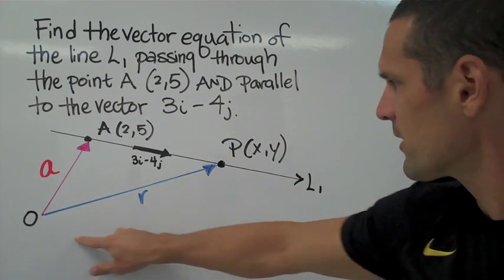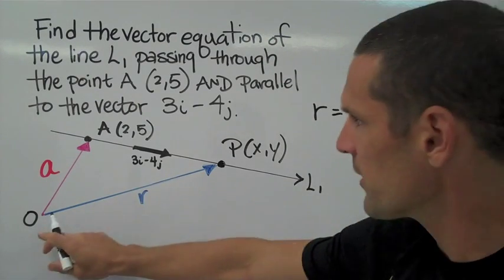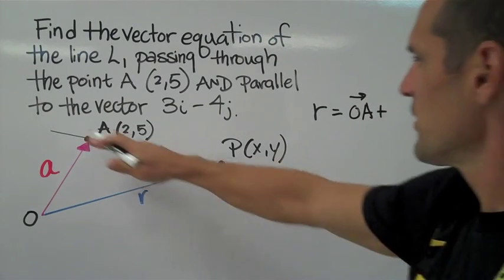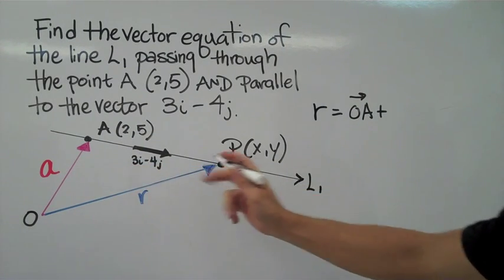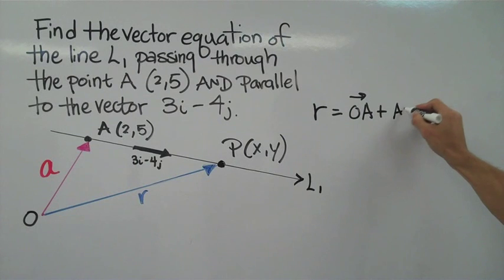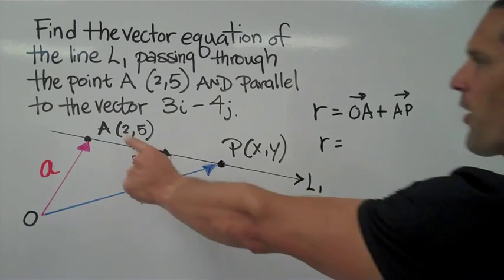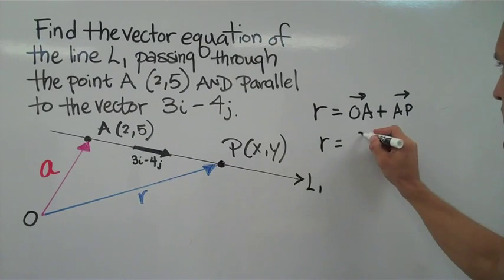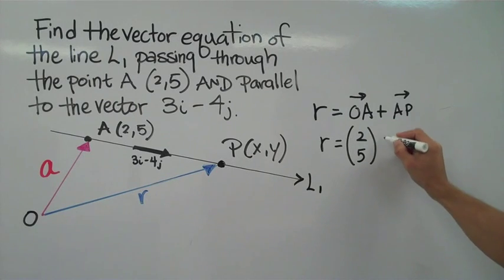Well, we know that vector r is equal to vector OA plus some vector parallel to 3i minus 4j. So it's going to be AP. Alright? Well, vector r is equal to, what's the position vector of point A? Well, if the point is 2, 5, then our vector is over 2 in the x direction and up 5.